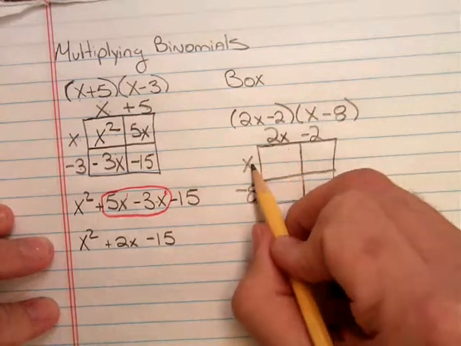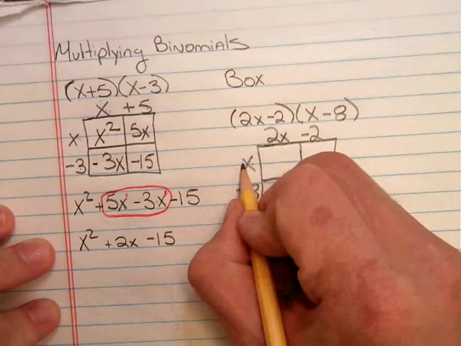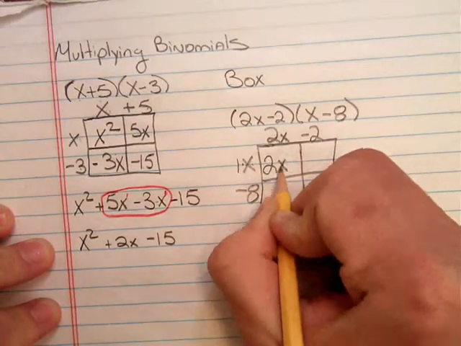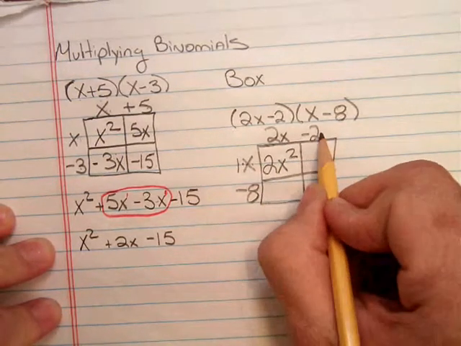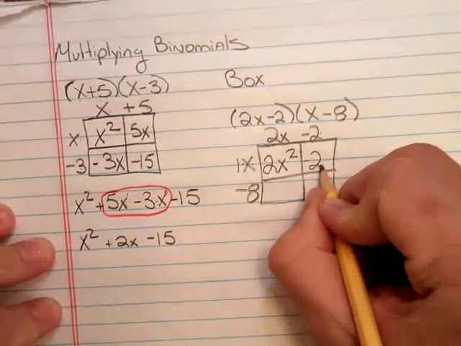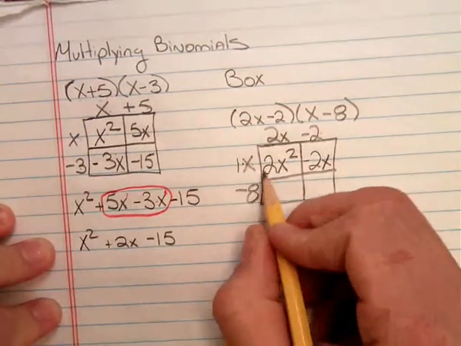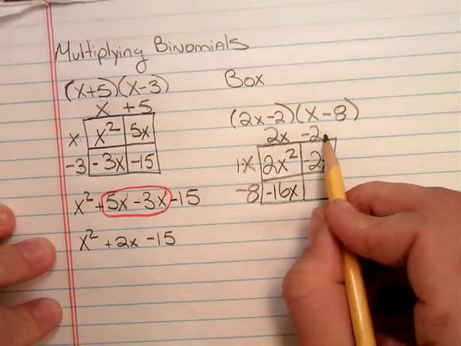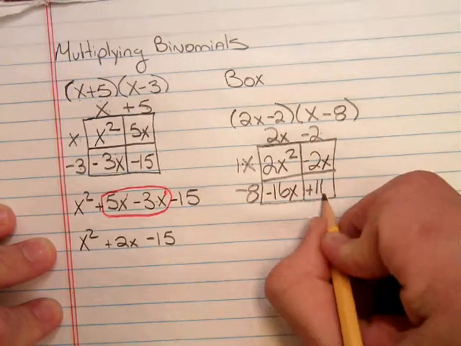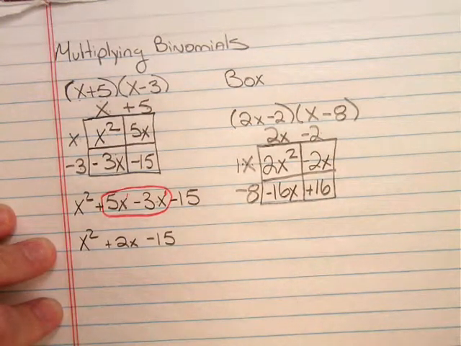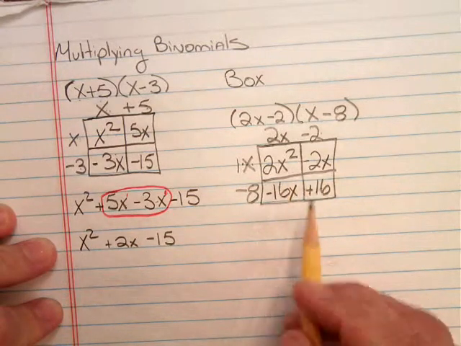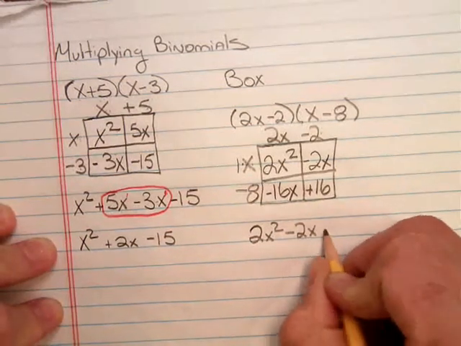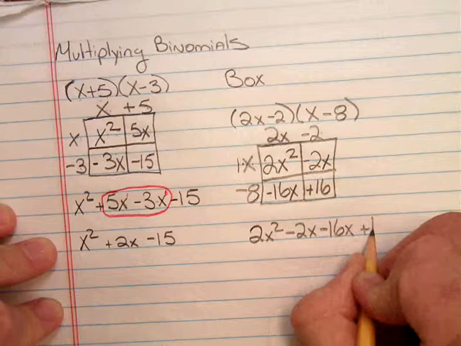So 2x times x: we know that the number in front of x is 1, so 2 times 1 is 2, and x times x is x squared. Negative 2 times x gives us negative 2x. Negative 8 times 2x gives us negative 16x. And negative 8 times negative 2 is positive 16. So again, we're going to take all of the areas and write them below. 2x squared minus 2x minus 16x plus 16.